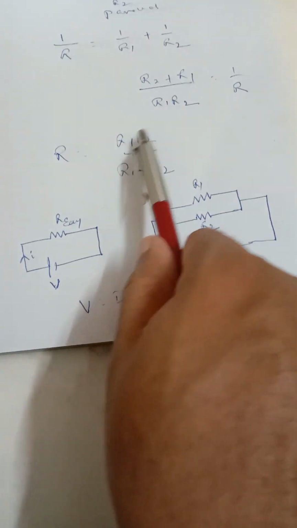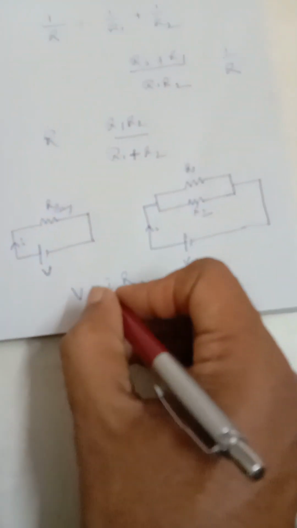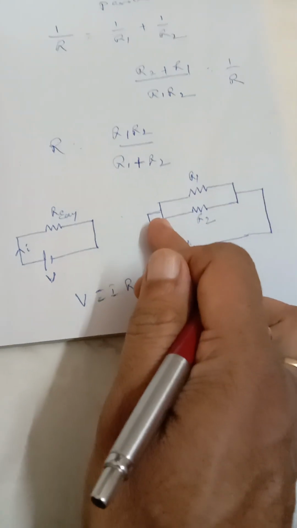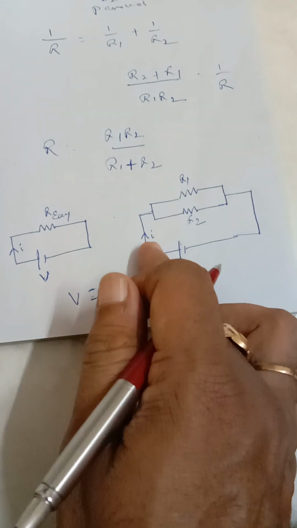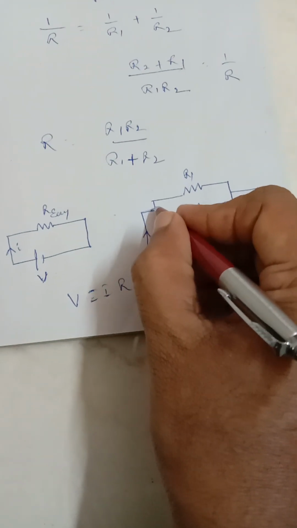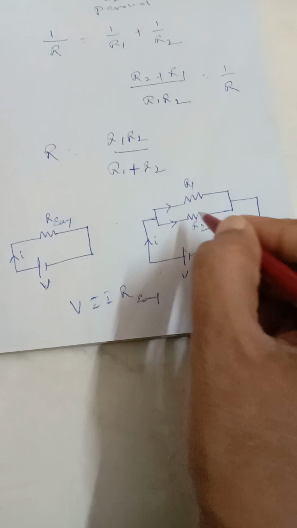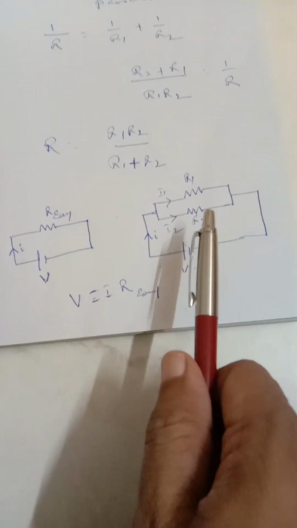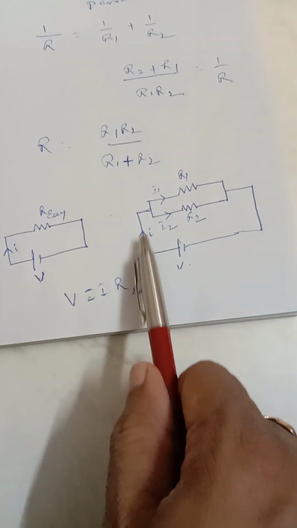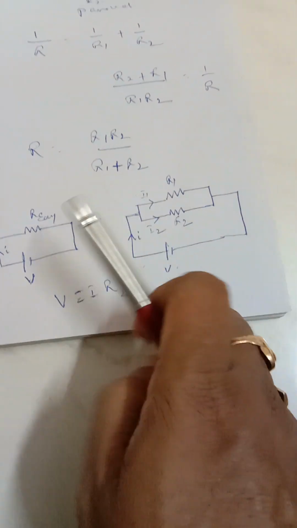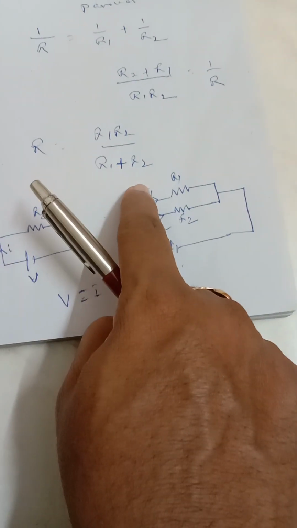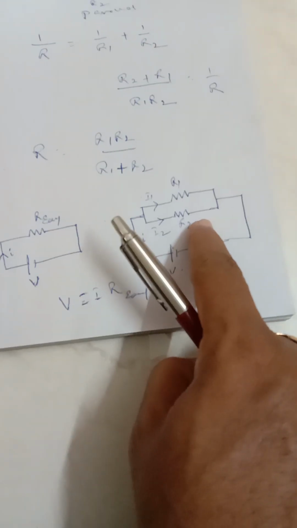What is the equivalent we are getting? R1 R2 by R1 plus R2. According to Ohm's law, V is equal to IR, satisfying this condition, that much current I will flow through this circuit. But this I, when entering at this point, will divide into two parts, I1 and I2. That means I1 plus I2 will give total I. In parallel combination, the same current I will flow up to this point. At this point, it will divide into two parts. Some part I1 will flow in this branch, I2 will flow in this branch.